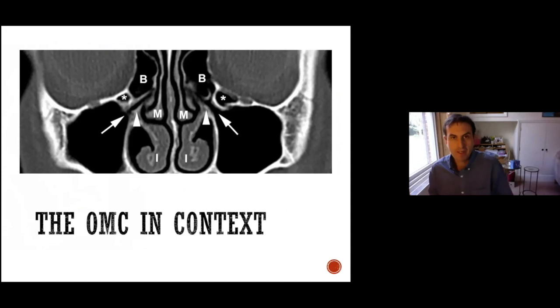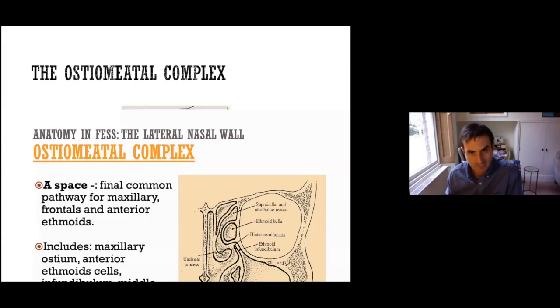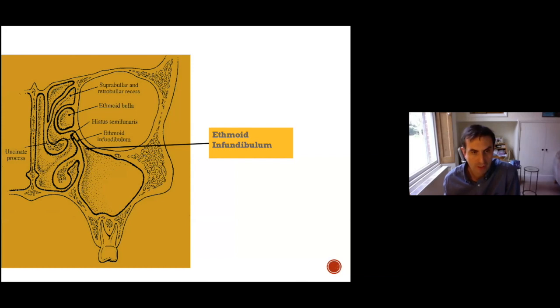So the next thing to think about radiologically is the osteomeatal complex, and that's basically the term given to the space defined between the orbit and the middle turbinate that includes the uncinate process, the ethmoid bulla, and the ethmoid infundibulum. So it's a three-dimensional space. It's the final common pathway for the maxillary, frontal, and anterior ethmoid sinuses. And because of that, obviously, pathology in that area can have a direct impact on those sinuses in a retrograde fashion.